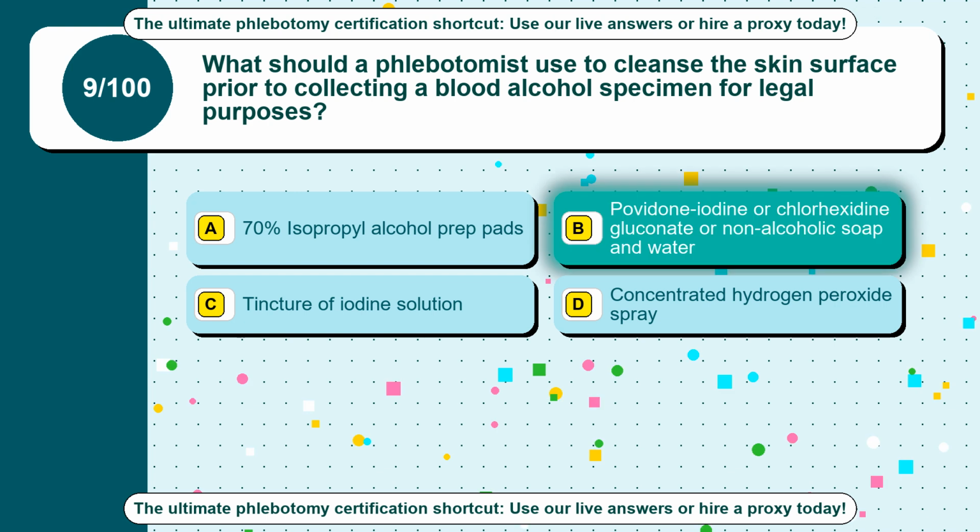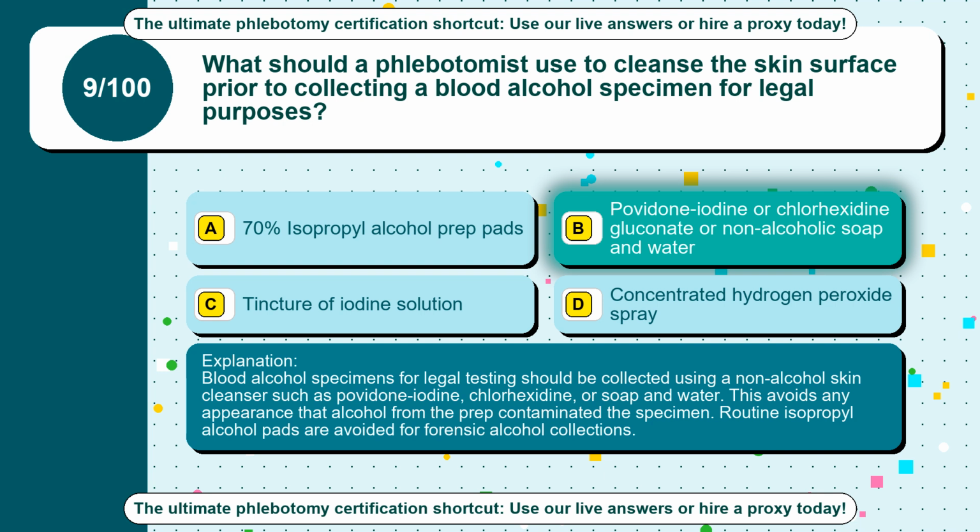Povidone iodine or chlorhexidine gluconate or non-alcoholic soap and water. Blood alcohol specimens for legal testing should be collected using a non-alcohol skin cleanser such as povidone iodine, chlorhexidine, or soap and water. This avoids any appearance that alcohol from the prep contaminated the specimen. Routine isopropyl alcohol pads are avoided for forensic alcohol collections.